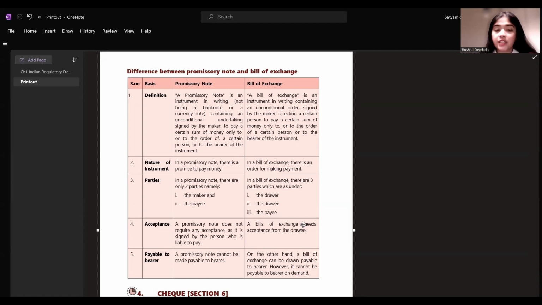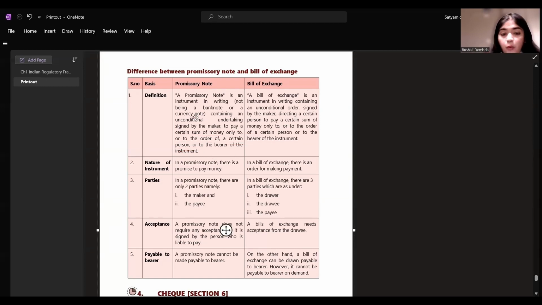Now, a promissory note, as we saw, is an instrument given in writing. Same point for both of them. Not being a banknote or currency. Here, specifically, they have given that a promissory note cannot be a banknote or currency. Next things are same: containing an unconditional undertaking signed by the maker to pay a certain sum of money only to, or to the order of, some certain person or to the bearer of the instrument. Same things are there over there. So the definition more or less is the same.